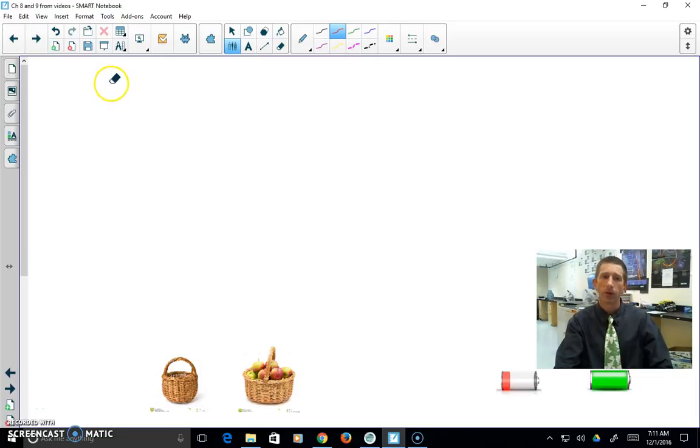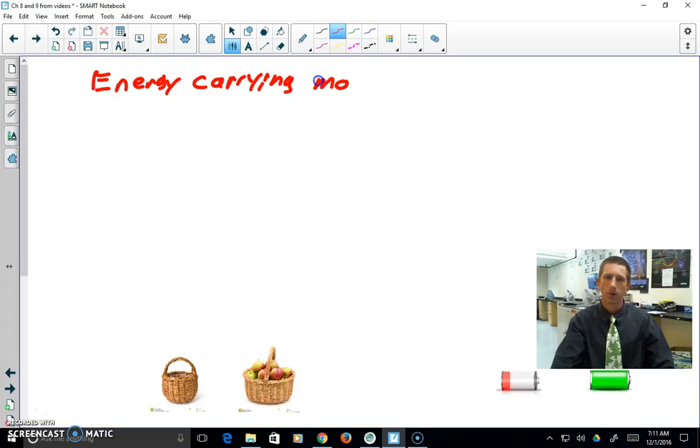We need to start out with this idea of energy-carrying molecules. So that'll be the title for this section, so go ahead and write that down. I'm using red because it's energy, so red is fire, obviously. Energy-carrying molecules.